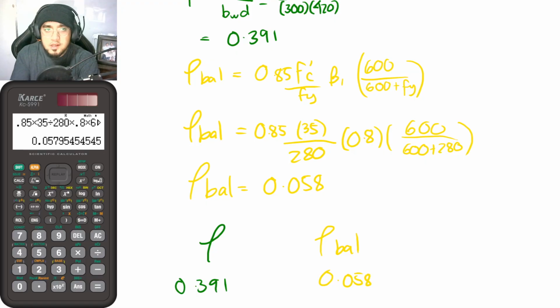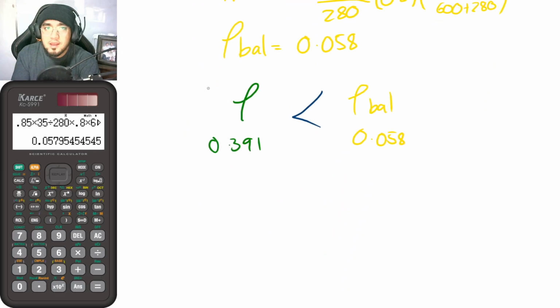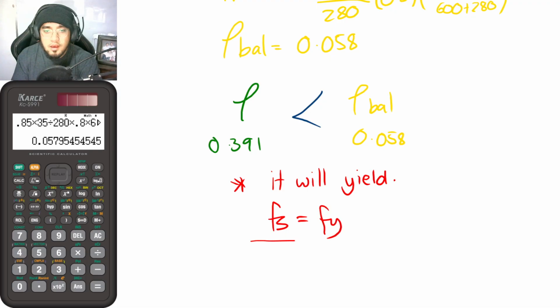If we compare the rho of 0.391 to the rho balanced of 0.058, as you can see here, the actual rho is less than rho balanced, meaning that it lacks steel rebars for it not to yield. So it would yield, and from that, Fs is now equal to Fy.